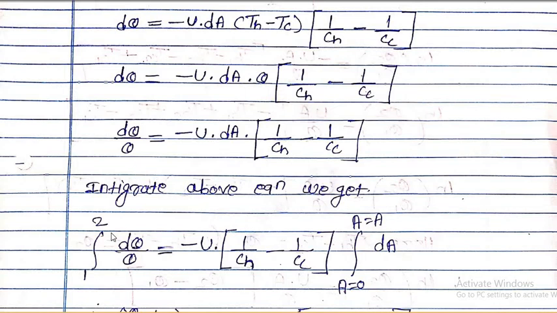So integrating d theta divided by theta with limits 1 to 2 equals, since U and this bracket are constant, we take them out of the integration: minus U multiplied by (1 upon Ch minus 1 upon Cc), and we provide the integration sign only for dA, which is the variable. The limits are A equal to 0 at the entry of the heat exchanger, and at the exit the total surface area A.